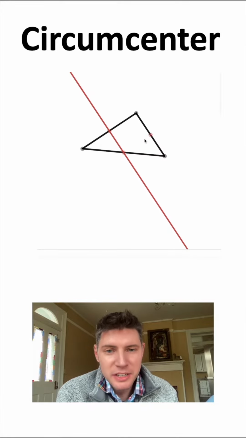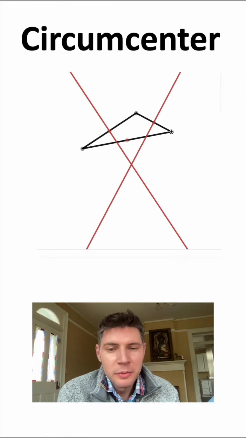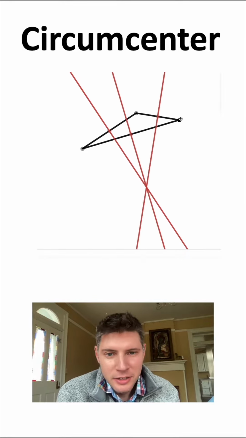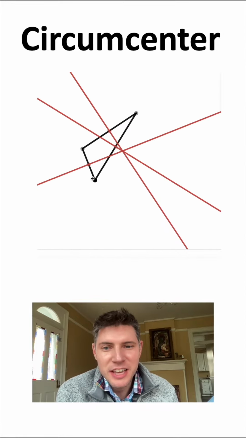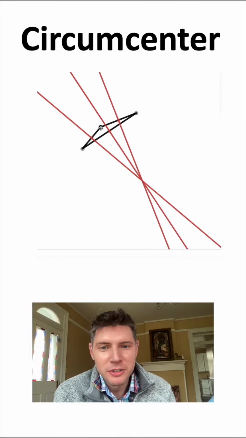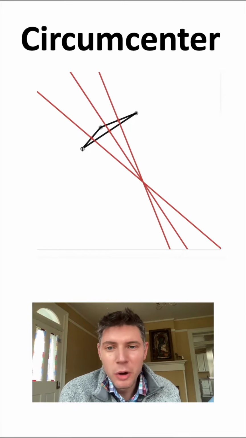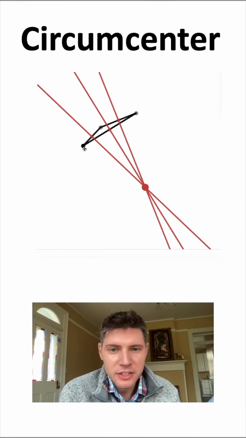Then we can do the perpendicular bisector off of this point, and we can do the perpendicular bisector off of this point. Now notice what happens. These three red lines of the perpendicular bisectors, they intersect at the same point. No matter what we do with our triangle, these three perpendicular bisectors will always intersect at the same point. And you can see that point right there.